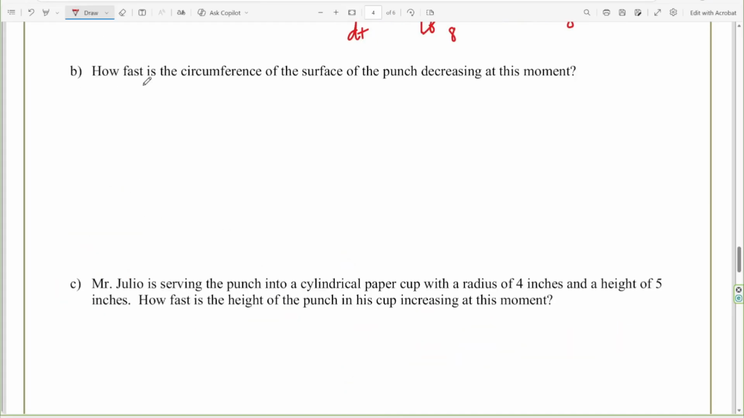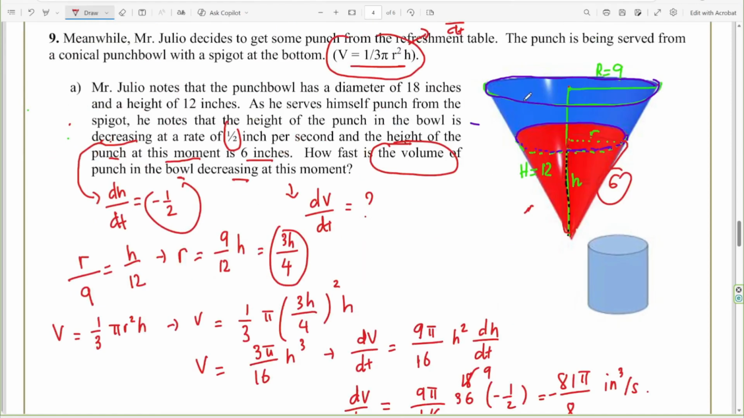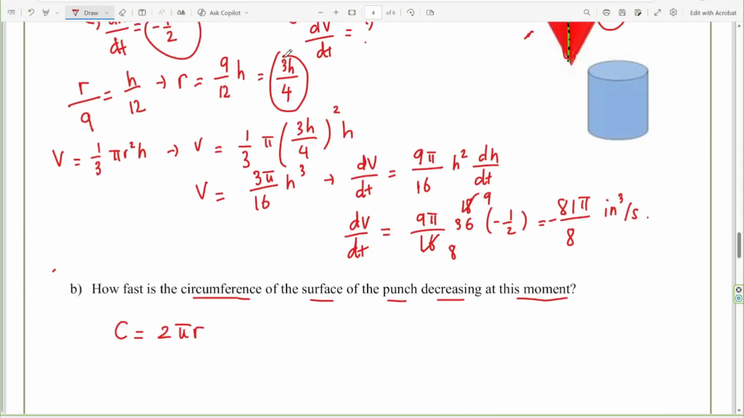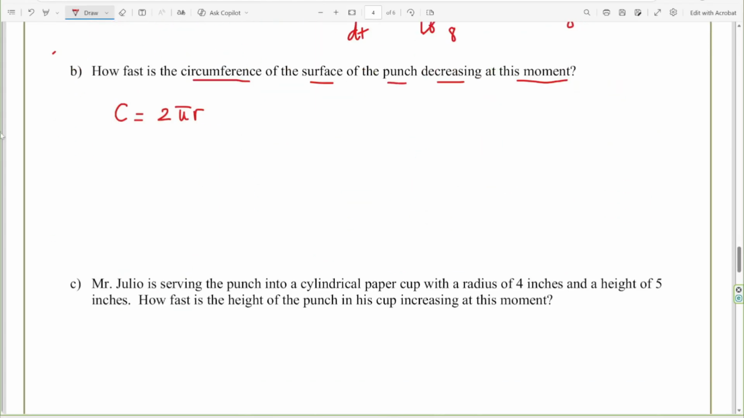Now question B. How fast is the circumference of the surface of the punch decreasing at the moment? It's actually the circumference of this circle right here. So the circumference is given by C equals 2 pi r. But r equals 3 over 4 times h, as we calculated above. So it's going to be 3 over 2 pi times h.